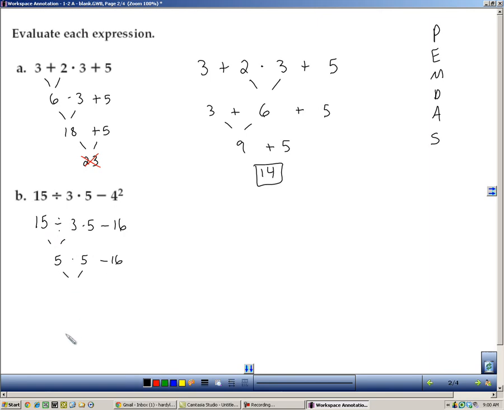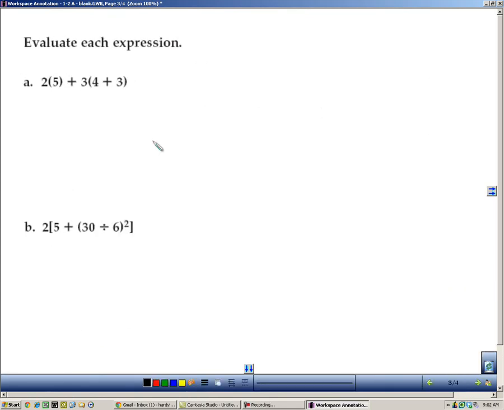Then we'll continue to do multiplication, 25 minus 16. Now addition, subtraction from left to right will give us a 9. Here we have some more expressions that we have to evaluate, and these include grouping symbols.